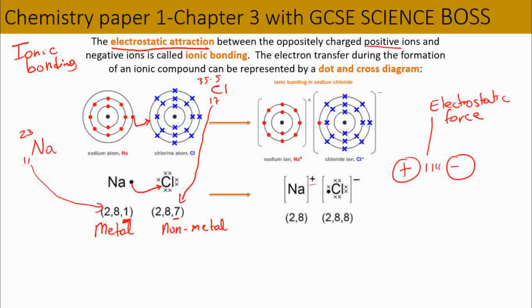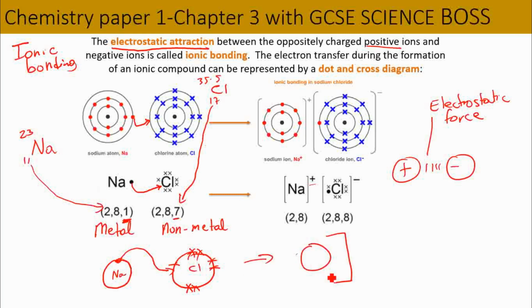However, this takes a very long time to draw all of these shells, so we can use just the outer shell only. That would be my sodium with 1 electron on it, and this could be my chlorine, which now has 7 electrons. We're using dots and crosses. This is now easier to draw, and then we just donate our electrons. Now we're going to try a couple of examples on the next couple of slides.